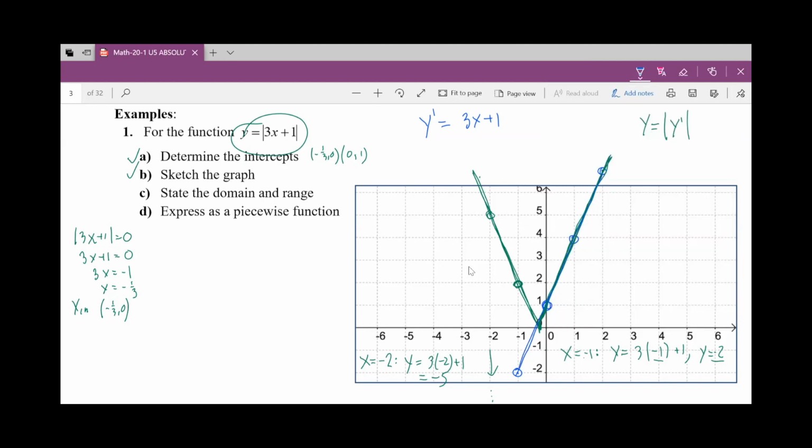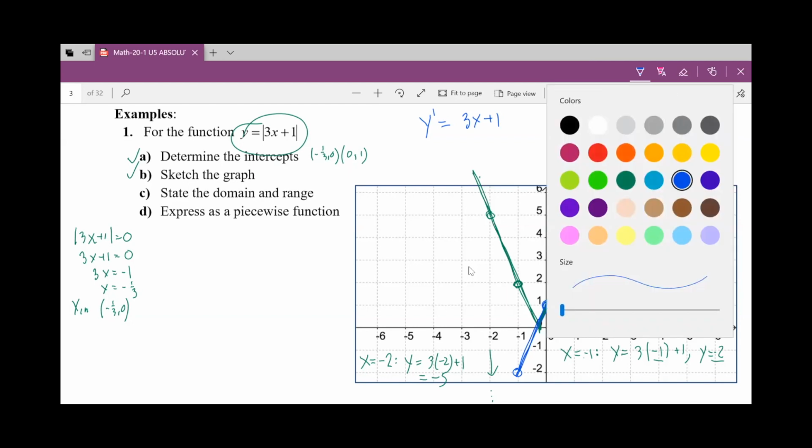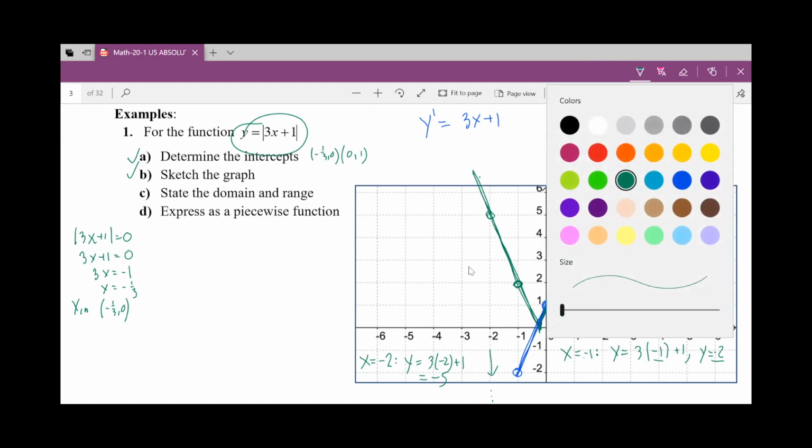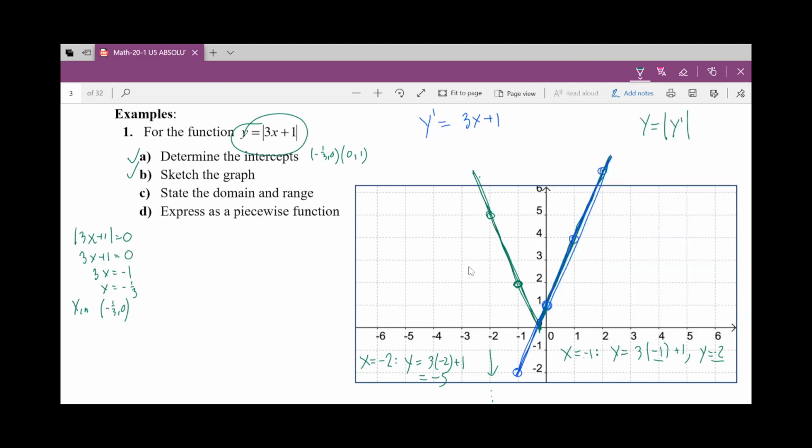This was the original line. And when you took the absolute value of that, we got something a little different. We got a little bit of the same. So this part here stayed the same, but this part got reflected from that. All right.